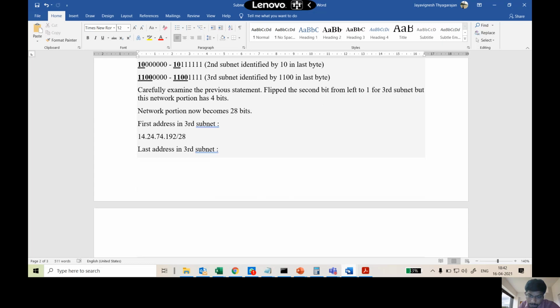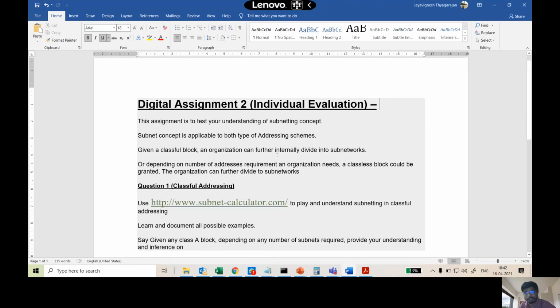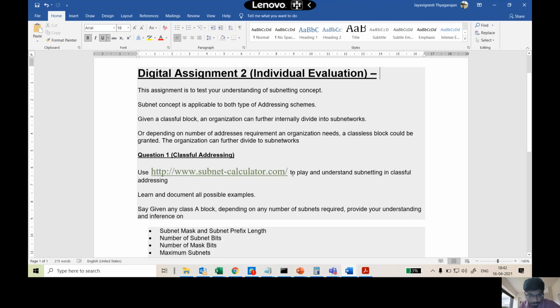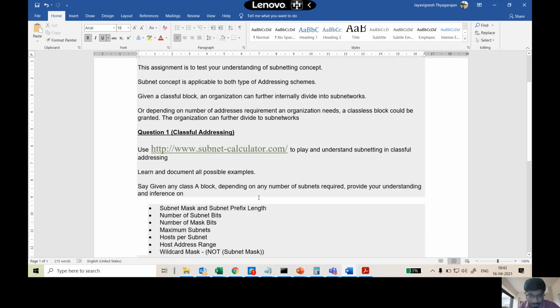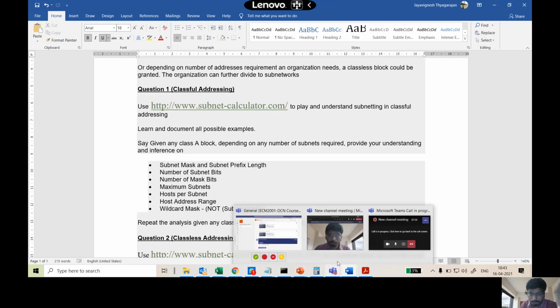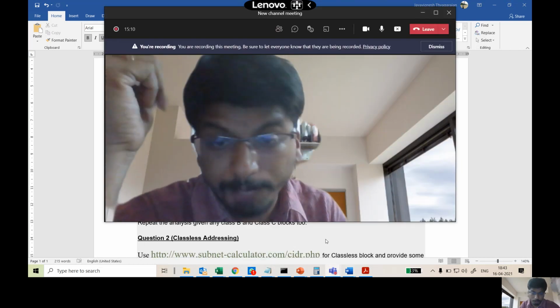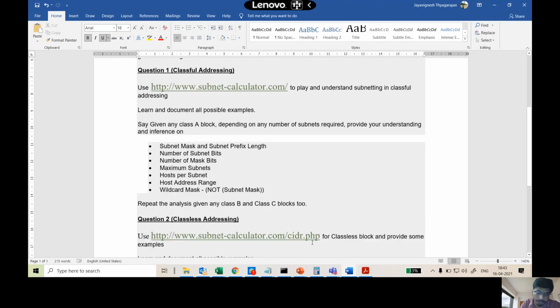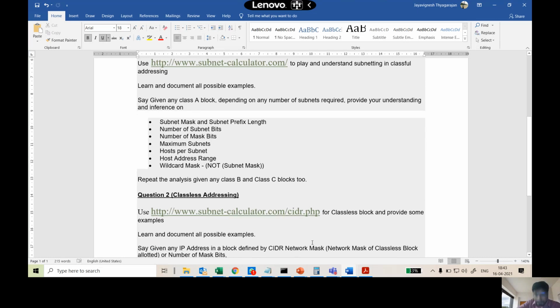This is one thing. Alongside, there's a very interesting digital assignment. You don't need to submit it now, but when you are practicing, you could play with this calculator. You can submit it the week after CAT 2. The subnet calculator is quite interesting. Go to this site. There are 2 ways you can do subnetting. One is when you're given a classful block, whatever class of block, and you want to subnet it. That's called classful subnetting, in classful addressing. The second is when you have a classless block and you're subnetting that.